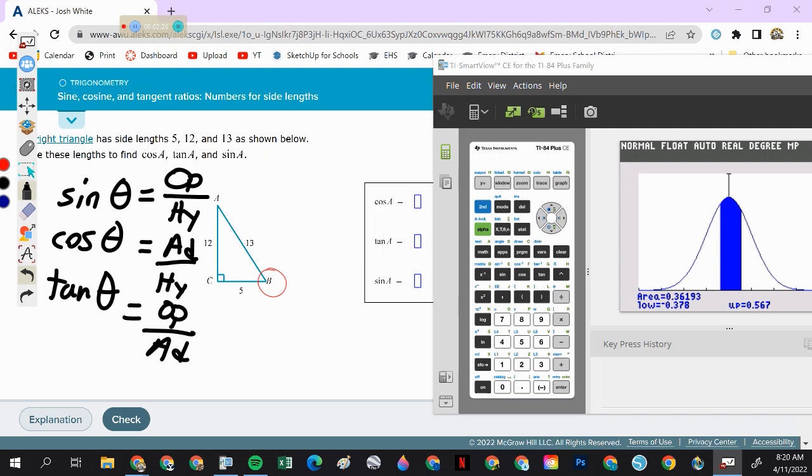So, what's the mnemonic we use to remember SOHCAHTOA? Oops, I mean to remember sine, cosine, and tangent. It's SOHCAHTOA. How do you remember the spelling of SOHCAHTOA?